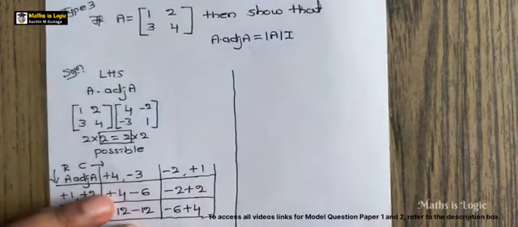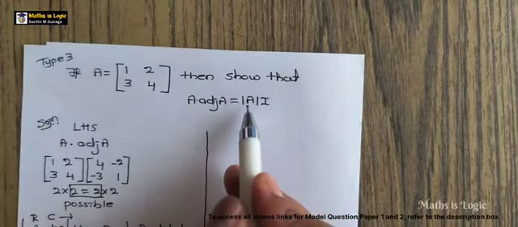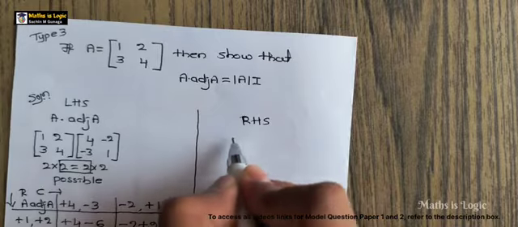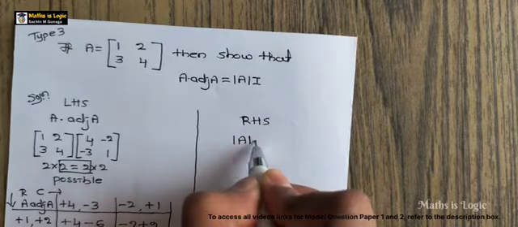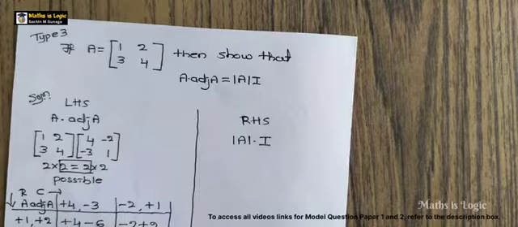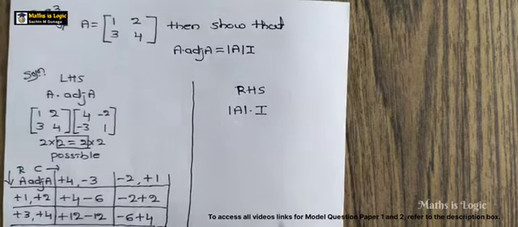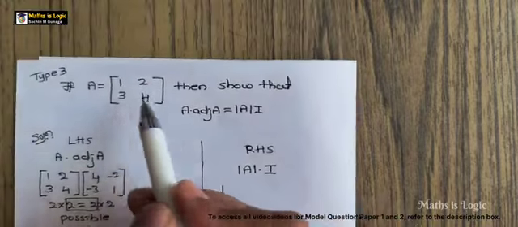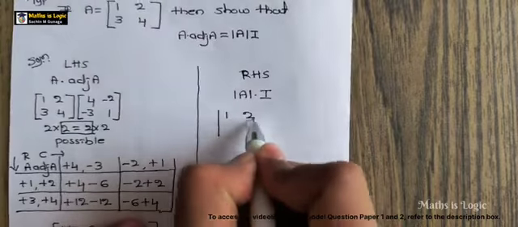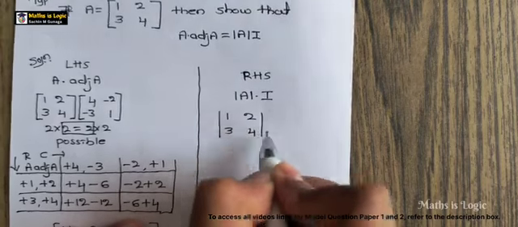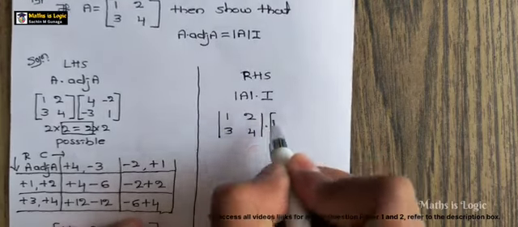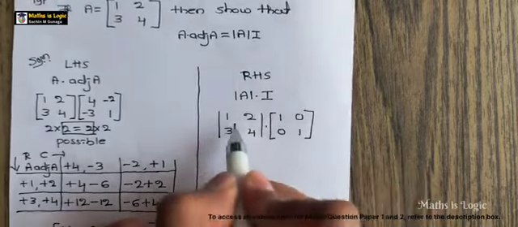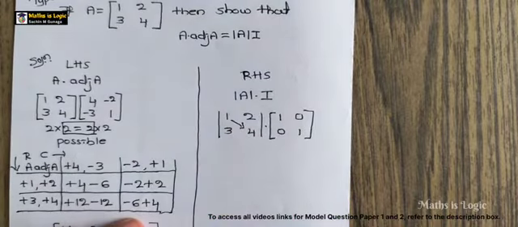Next, the right hand side value. What is that right hand side? Determinant of A into I. So next part, write RHS: determinant of A into I. First take the determinant. Determinant of A is 1 2 3 4, into the identity matrix. I indicates the identity matrix, whose value is 1 0 0 1. Apply the second order determinant rule.